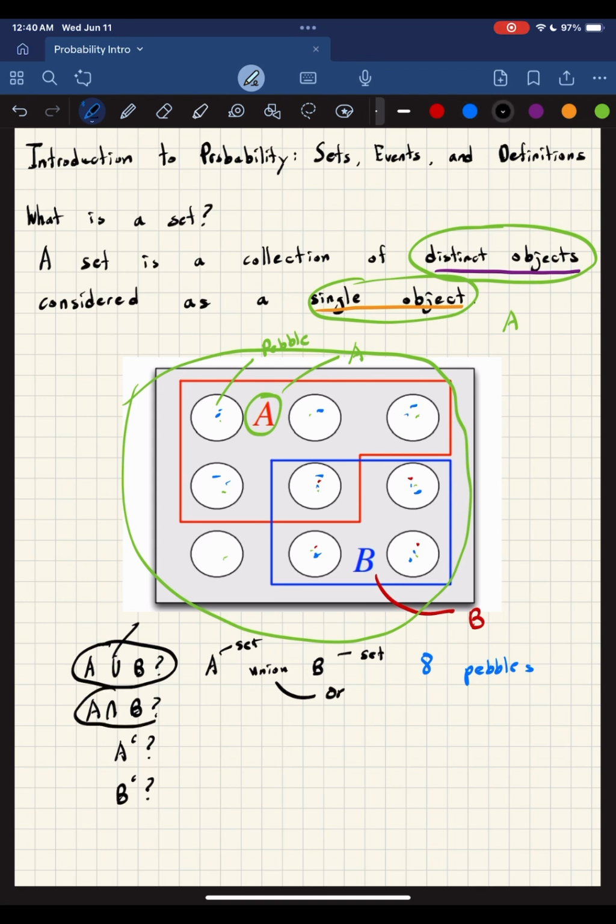Now we can look at this symbol. What does this backwards U mean? This means the word intersection, or we can use the phrase and. How many pebbles are in both sets A and B? That would be one singular pebble right there. So 1 pebble.